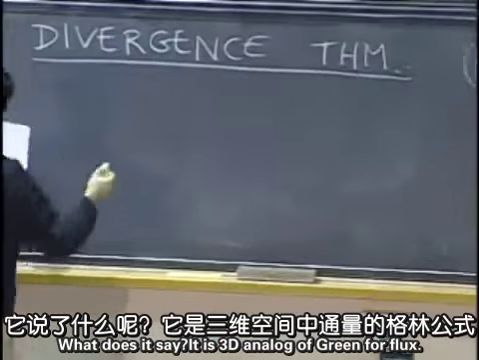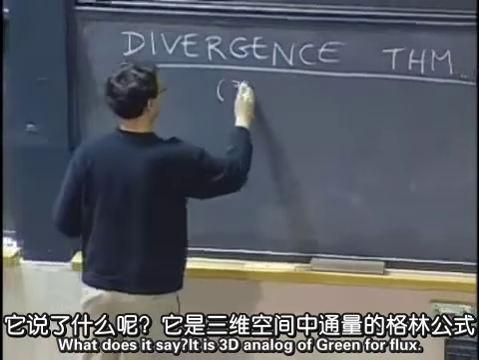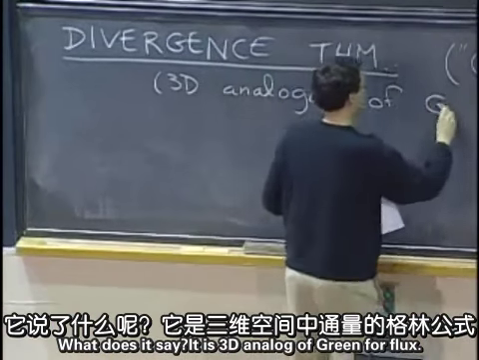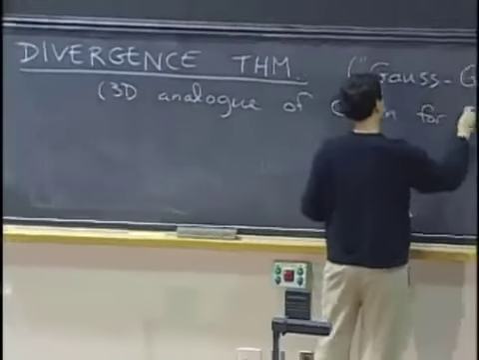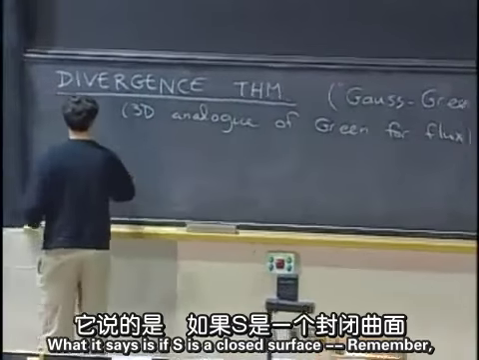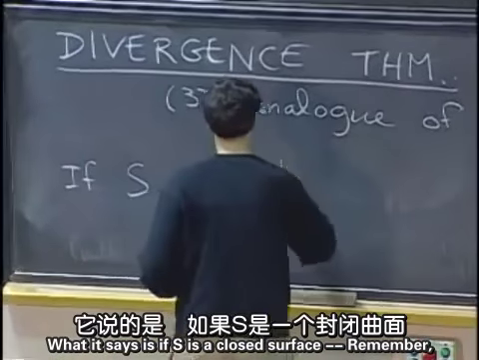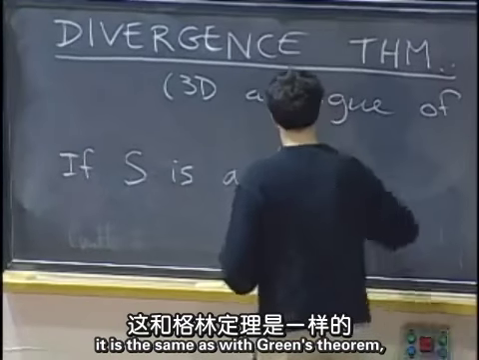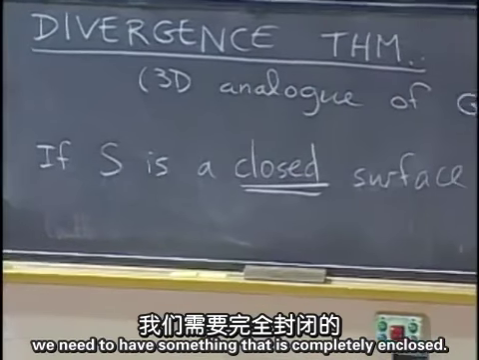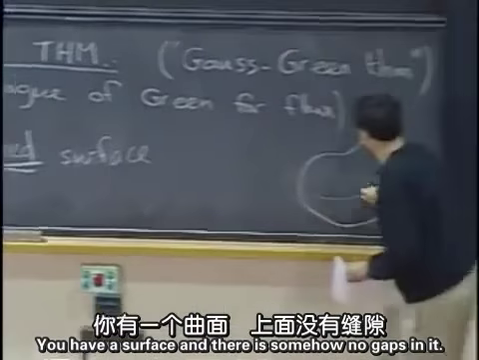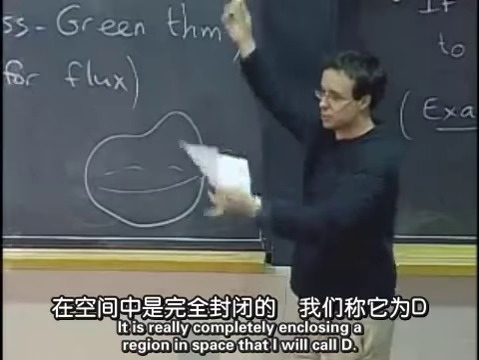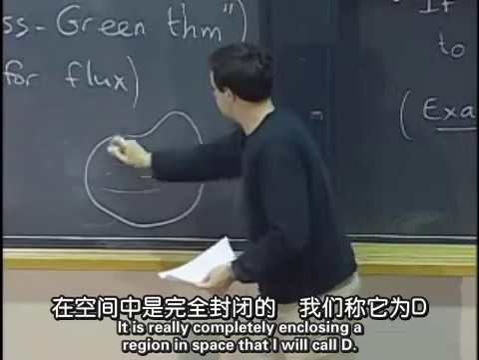So what does it say? It's the 3D analog of Green for flux. What it says is, if S is a closed surface, remember it's the same as with Green's theorem, we need to have something that's completely enclosed. So you have a surface and there's no gaps in it, there's no boundary to it, it's really completely enclosing a region in space that I will call D.